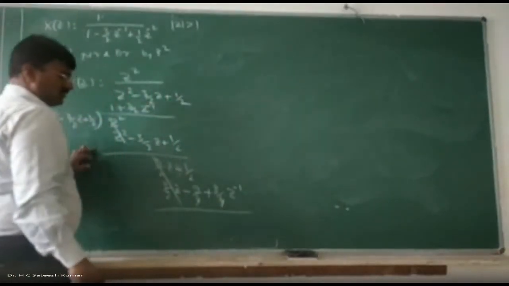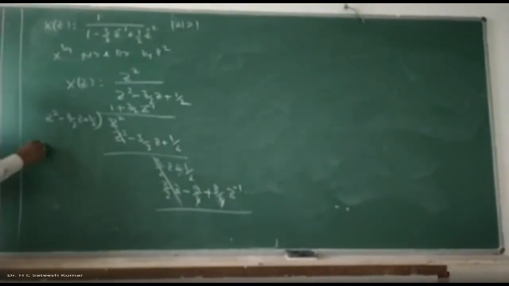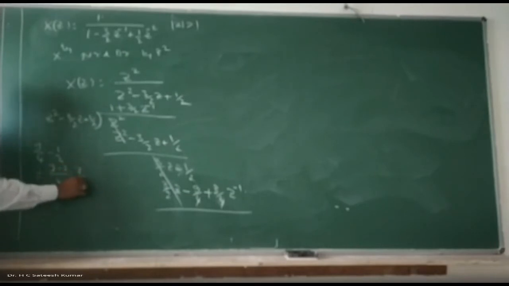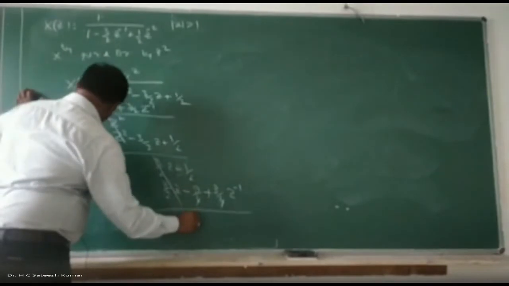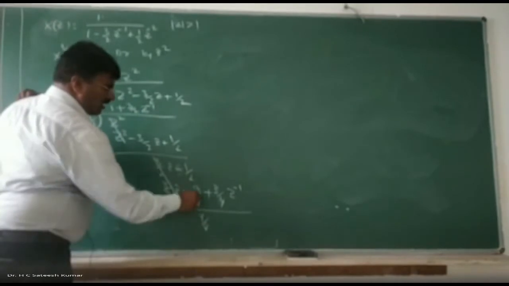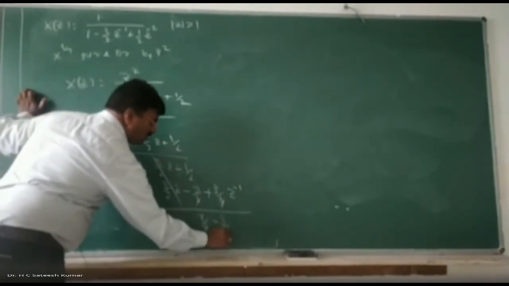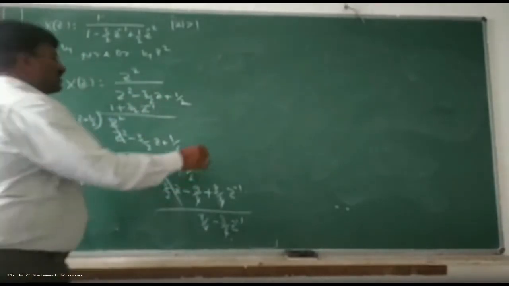Cancel out this. What will you get? 9 by 4 minus 1 by 2. 9 by 4 minus 1 by 2 is what? You can do it in calculator, I don't have calculator here. So 4 LCM. What will you get? 9 minus 2, which is equal to 7 by 4. So what is that we get? 7 by 4 positive, 7 by 4 and minus 3 by 4 z to the power of minus 1. Now further, I'll continue here.